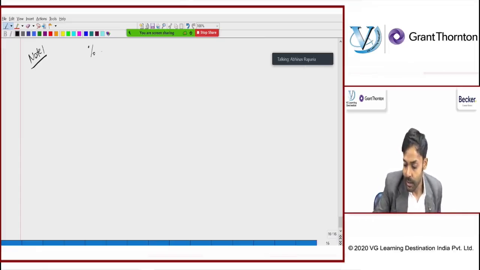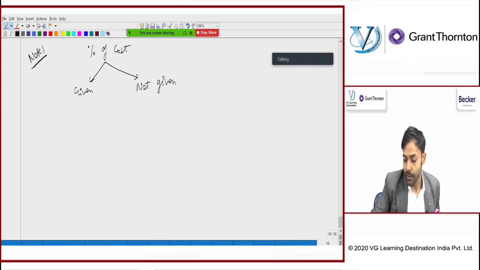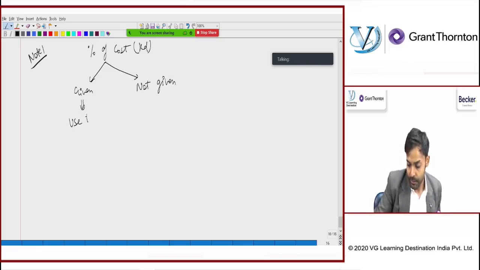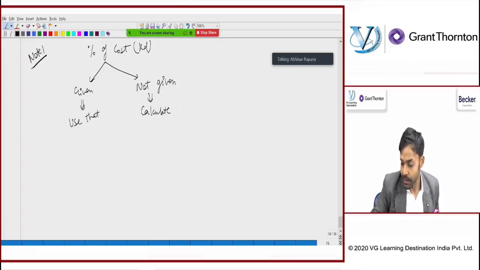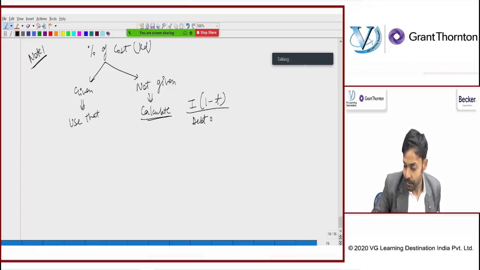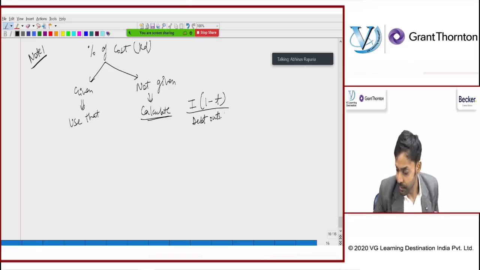In the question, the percentage of cost is given or not given, right? I'm talking about the cost of debt. If it is given, use that. In case it is not given, then you have to calculate. How will you calculate? It would be interest times 1 minus tax, the same formula we have done, divided by the debt outstanding, rather than net debt.